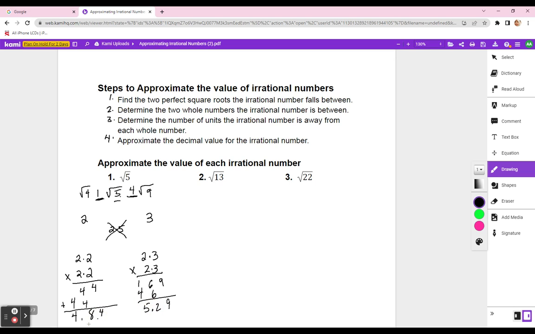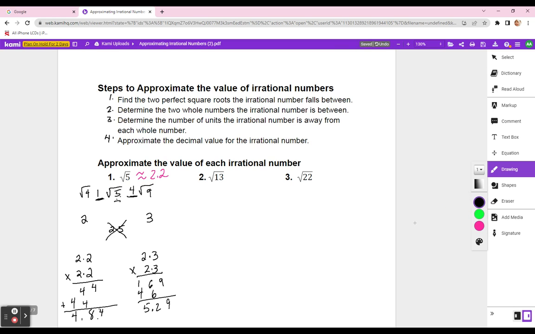Okay, so this one here is 0.16 units away from 5. This one is 0.29 units away from 5. This one is actually closer. So we're going to go ahead with this estimate. We're going to estimate it at 2.2.